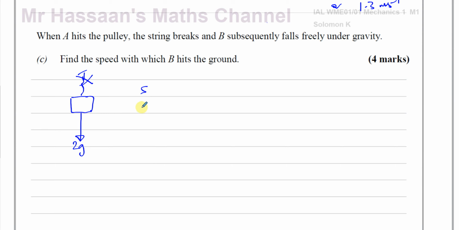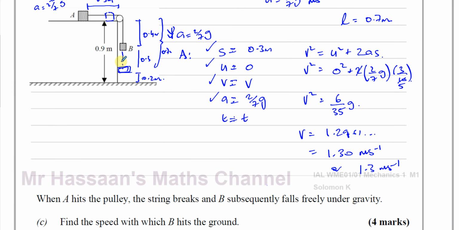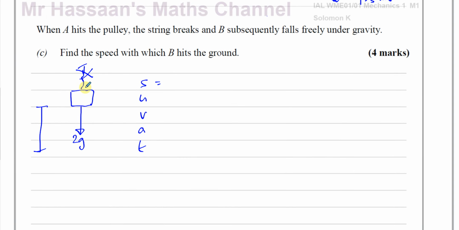So we have S, U, V, A, T. The distance it's got left to fall, as we just deduced, was 0.2 meters, because it starts at 0.4 meters below the pulley. When A hits the pulley, it's moved 0.3 meters more. So that's 0.7 meters below the pulley, and the pulley is 0.9 meters above the ground. So there's only 0.2 meters left for it to fall. As it falls down under G, I'll take down as positive. S is going to be 0.2 meters.